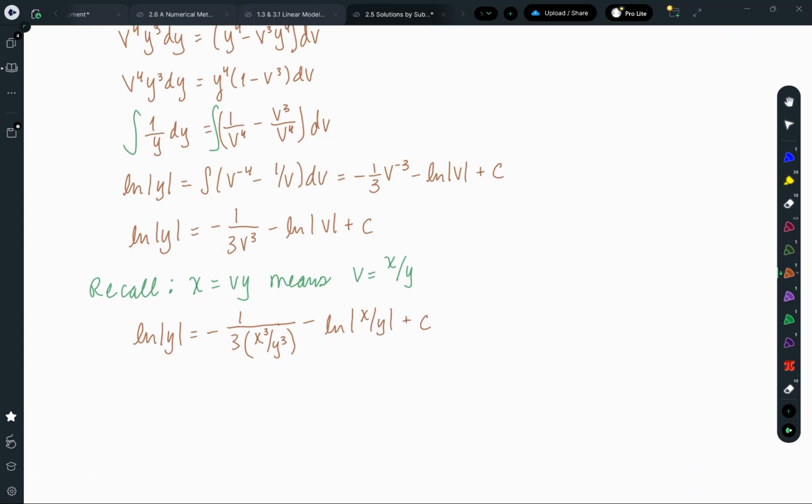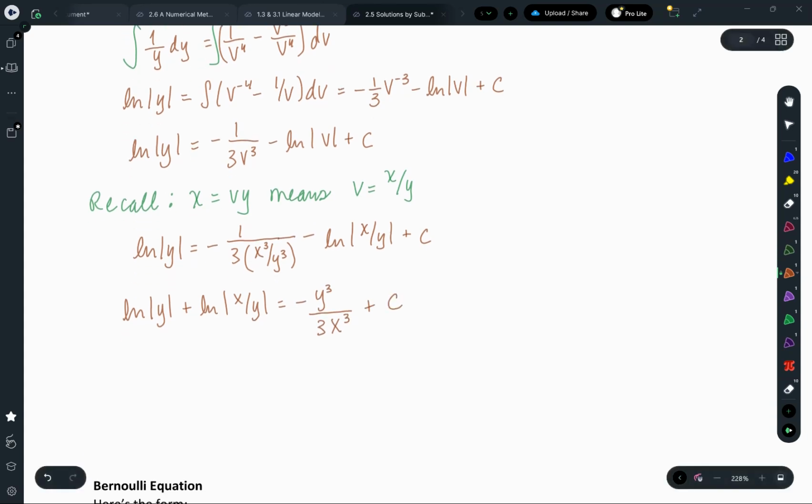Next, that fraction right there, I have a negative 1 over 3 times the x cubed over y cubed. The fraction in the downstairs, we're dividing by that, so we can instead flip and multiply it. The natural logs I would like to combine. So I'm going to move all the logs to the left-hand side, and I'm going to fix that improper fraction. So on the left-hand side, I now have the natural log of the absolute value of y plus the natural log of the absolute value of x over y is equal to negative y cubed over 3x cubed plus c.